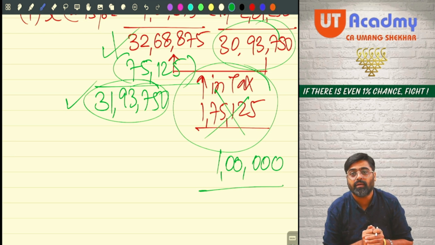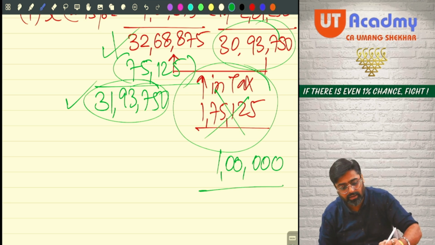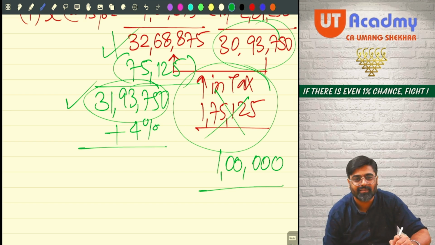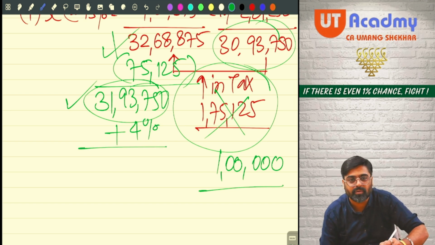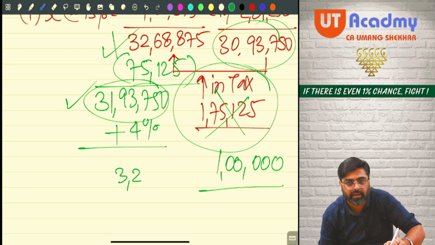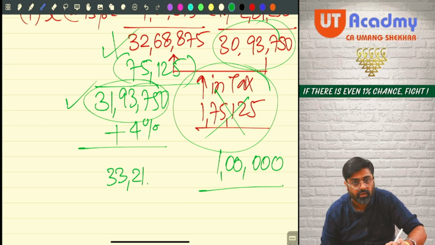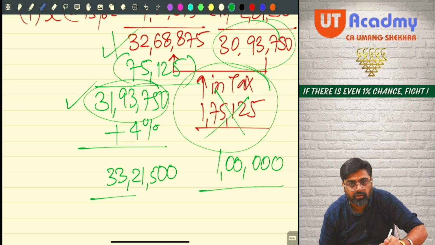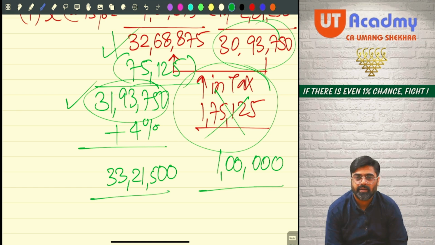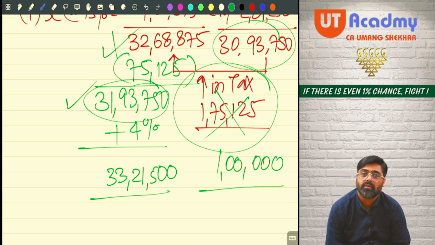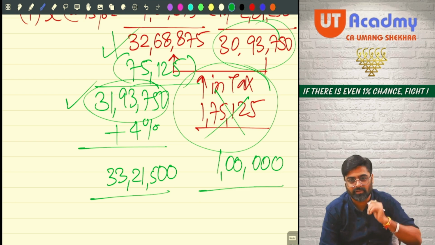So your tax will also increase by 1 lakh only, not more than 1 lakh. Getting my point? But wait, here 4% cess will also be applied, sir. And after applying the 4% cess, 33,21,500. This will be your gross tax liability. Got it, sir? Two examples we took. Both examples for individuals.